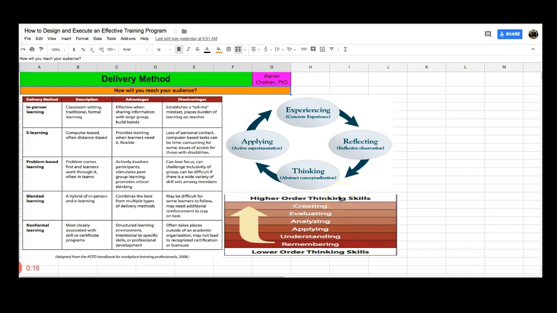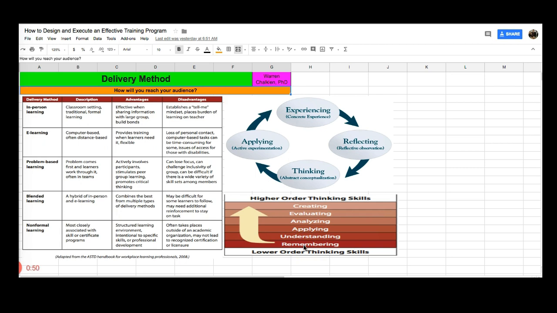Now, before we go into this incredible table that was developed by the ASTD, a handbook for workplace training, I'd like to draw your attention to the kinds of thinking skills that we have and how we can reflect and think about our own training, the needs of our trainees, and what delivery method would best suit them. The key thing to think about is low order versus higher order thinking skills, from remembering to creating, okay?